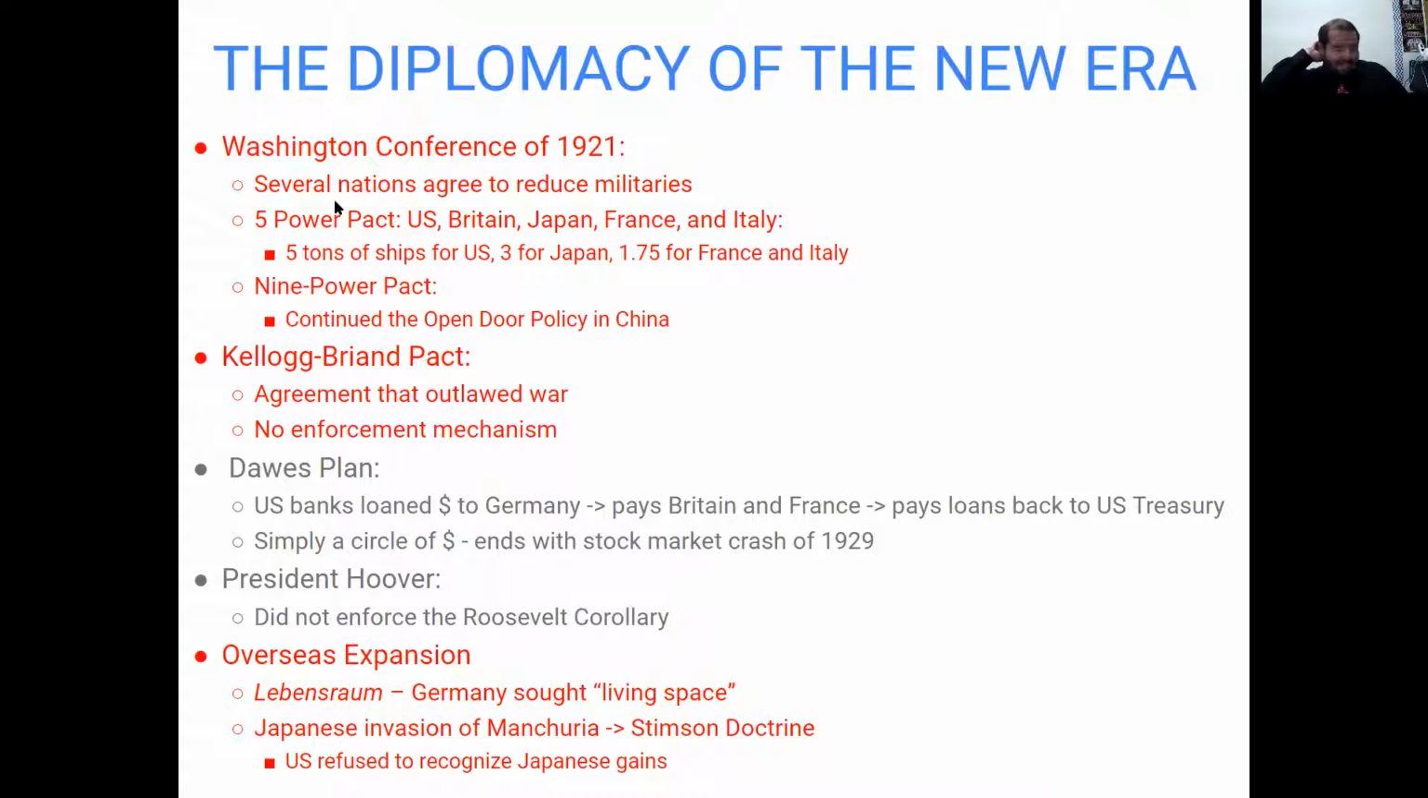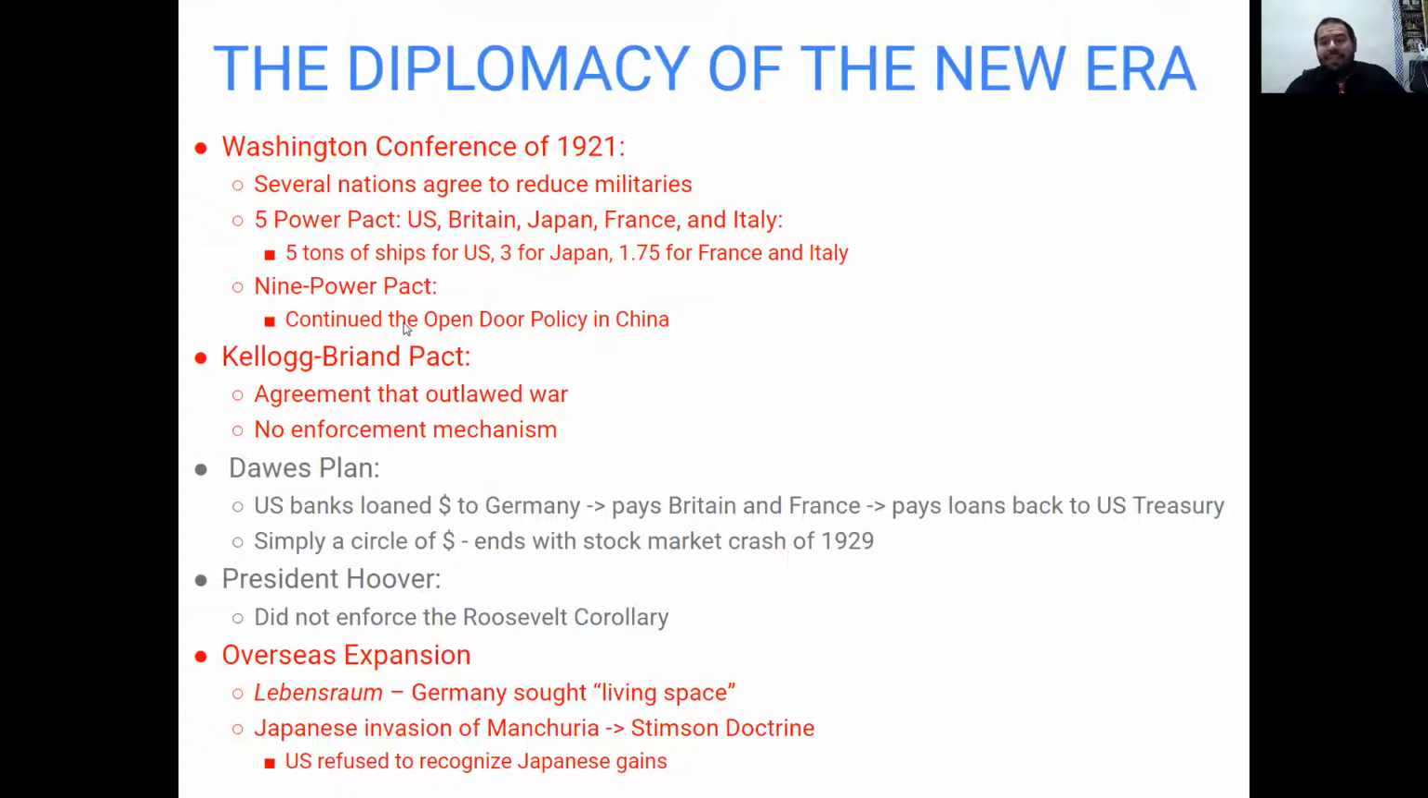So it's kind of like a ratio. The U.S. would get to have 5 tons of ships built, Japan would get 3, and then 1.75 for France and Italy. And then you also have something called the 9-Power Pact, where the U.S. and 8 other countries agreed to continue the open door policy in China. So, fun stuff.